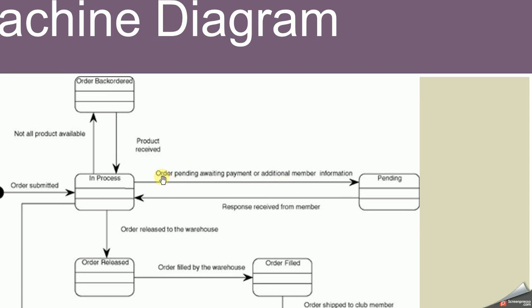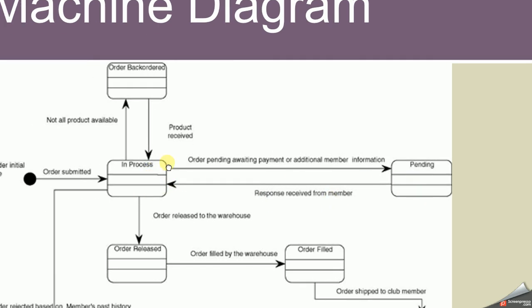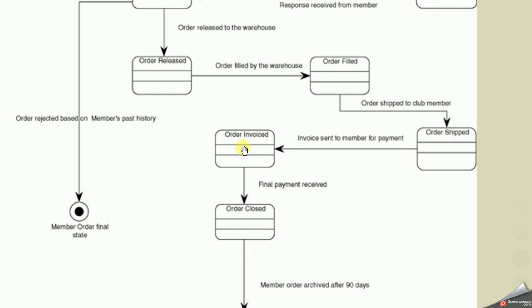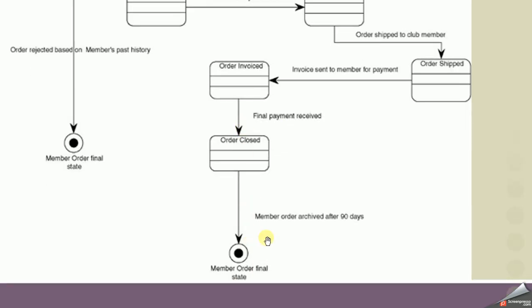Similarly, an order may be pending, awaiting payment or additional member information. So if this happens, then the state of the order will change from in progress to pending state. And when we have received the response from the member, again it will become in progress. To warehouse, it will become in release state, it can be in filled state, order shipped, order invoiced, order closed, and finally it is archived. This is the member order final state, right?